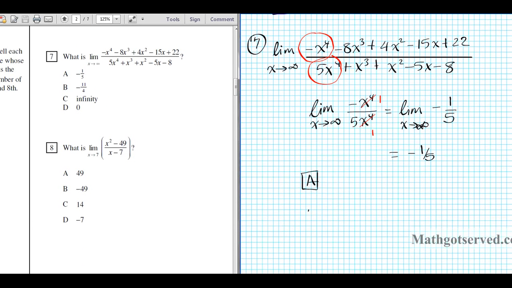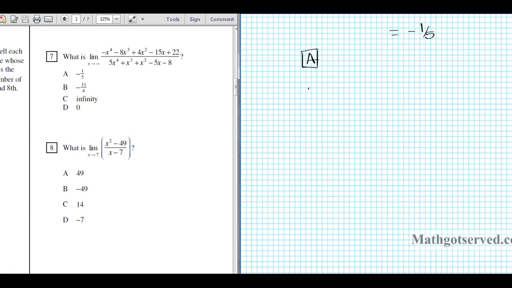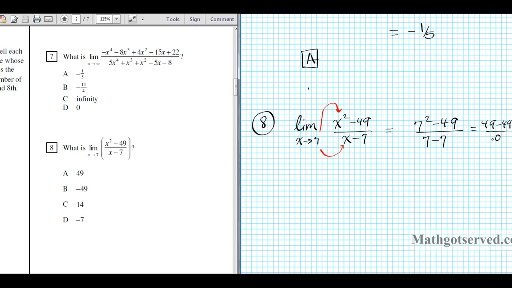It's a finite limit. So for number 8, we are to find the limit as x approaches 7 of x squared minus 49 over x minus 7. We can clearly see that if we just substitute 7 directly into the variables, we're going to run into some complications because we have 7 squared minus 49 over 7 minus 7, and then we have 49 minus 49 over 0. When you have a 0 on the bottom, it is undefined. You can't find out what the limit is.